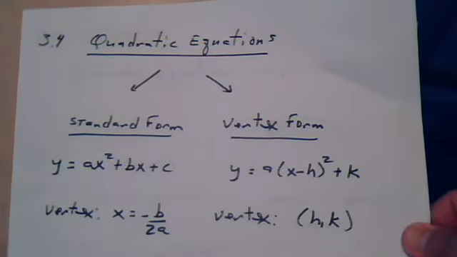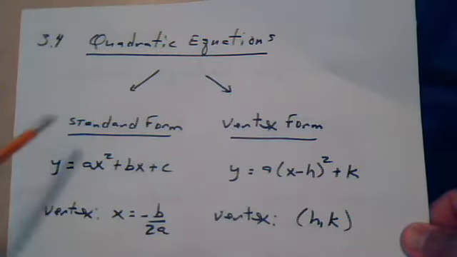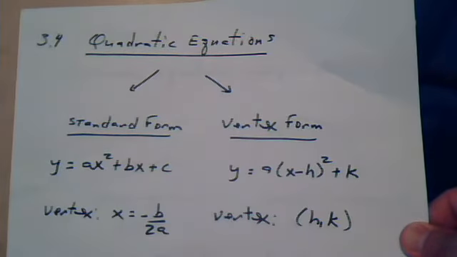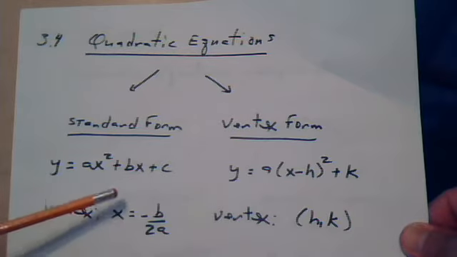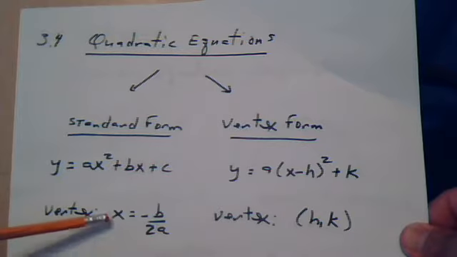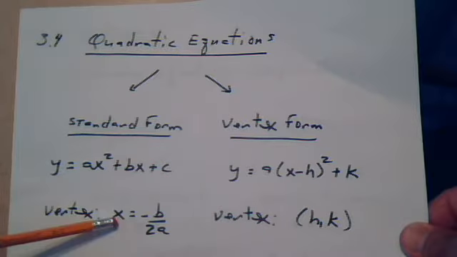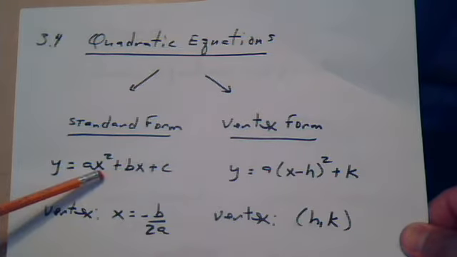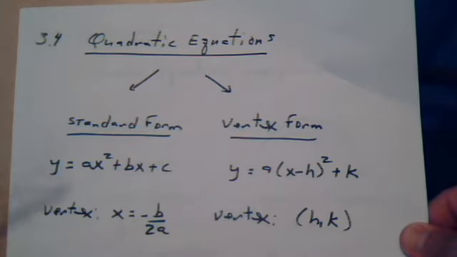Quadratic equations. You get them in two forms, in standard form or vertex form. If you're given the equation in standard form, then to find the vertex, we're going to have to use this formula. This formula would get us the x-coordinate of the vertex. Once you find the x-coordinate, you plug it back into the equation that was given to you, and that will give you the y-coordinate. By then, you'll have the x and the y-coordinate of the vertex.